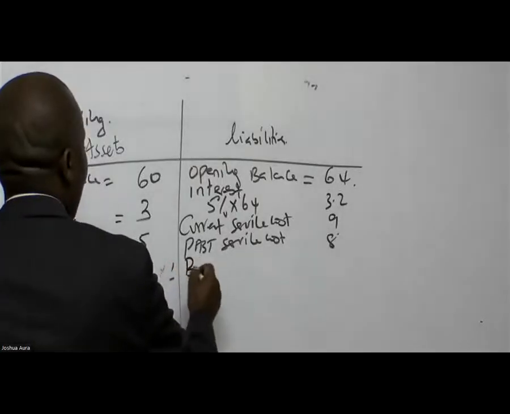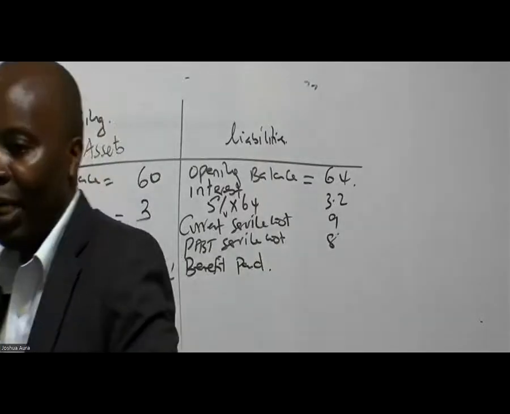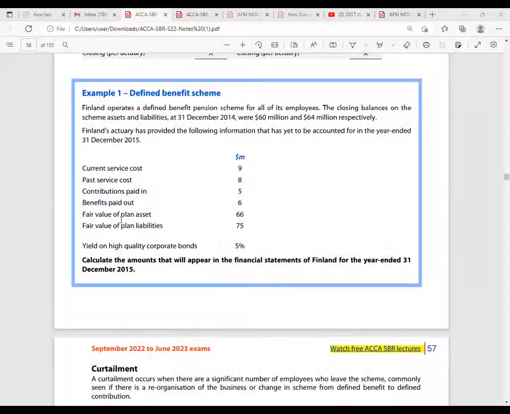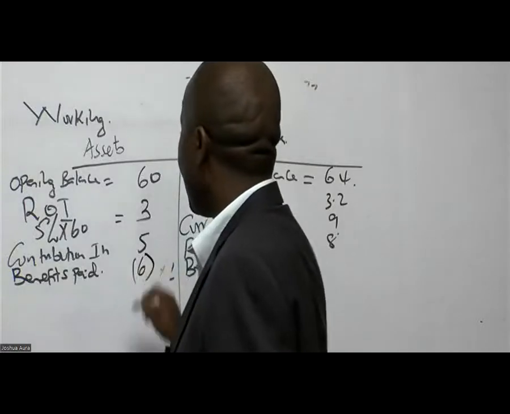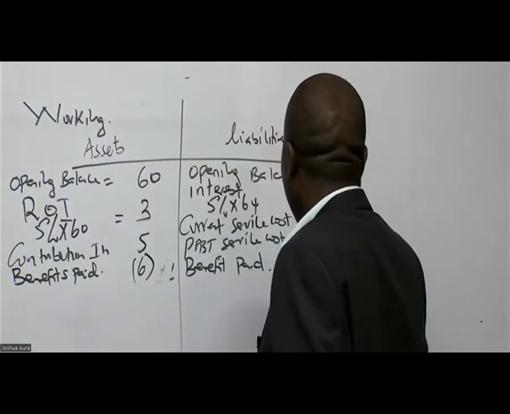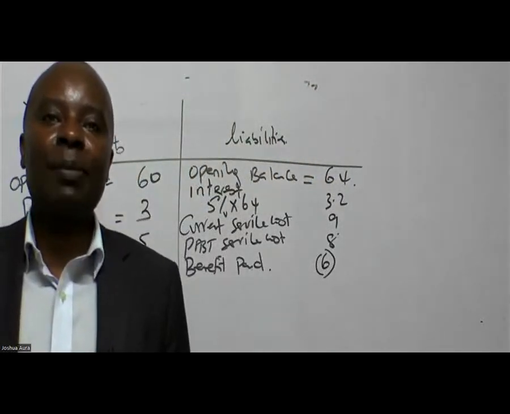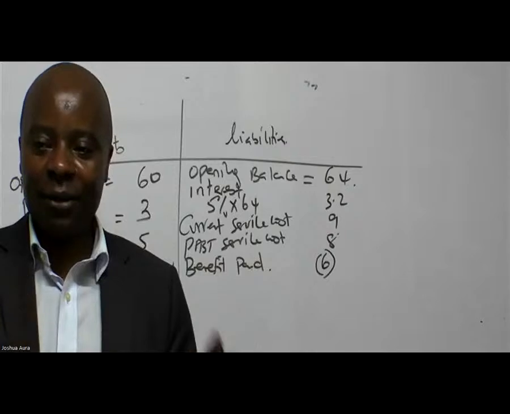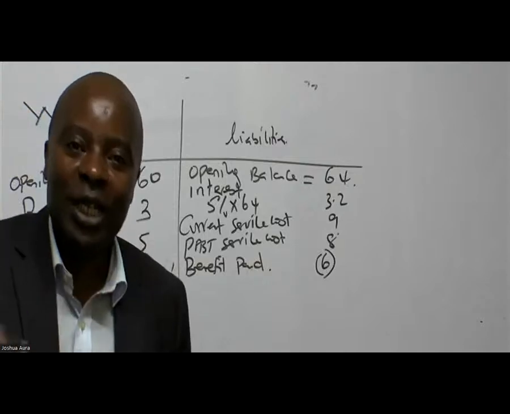So we have benefits paid here, and it appears in both assets and what here? Liabilities. So benefits paid, it is 6, like that. It's a deduction, and I also come here and deduct like that. Remember, when I pay my pensioners, what happens? My liability goes down as well. So the asset, because of the cash, will be going down, and the liabilities will also go down.